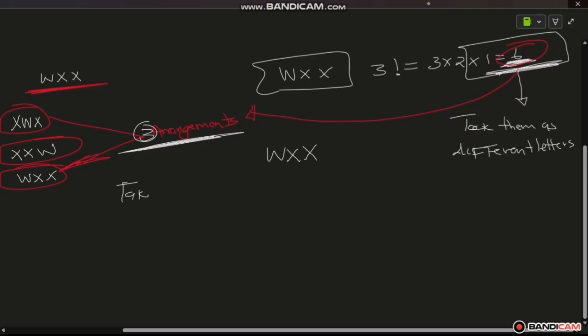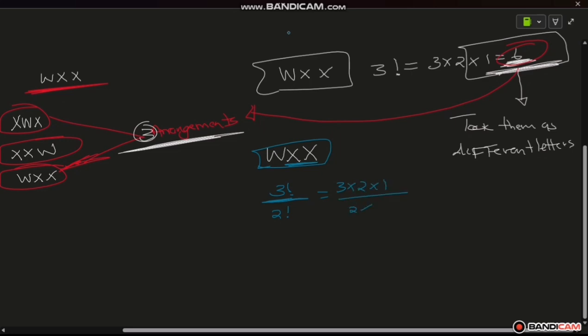So if we take them as different letters, we write 3 factorial, and repetition is not allowed. But in this one, it will be 3 factorial. Why? Because we see that there are 2 alphabets that are the same. This division sign means that there are 2 alphabets that are the same. Then it will be 2 factorial. The answer is going to be 3 times 2 times 1 over 2 times 1. Then 2 and 2 will cancel, and 1 and 1 will cancel. I hope it makes sense. Then we have how many? We have 3. It matches the number of arrangements that we actually found here.